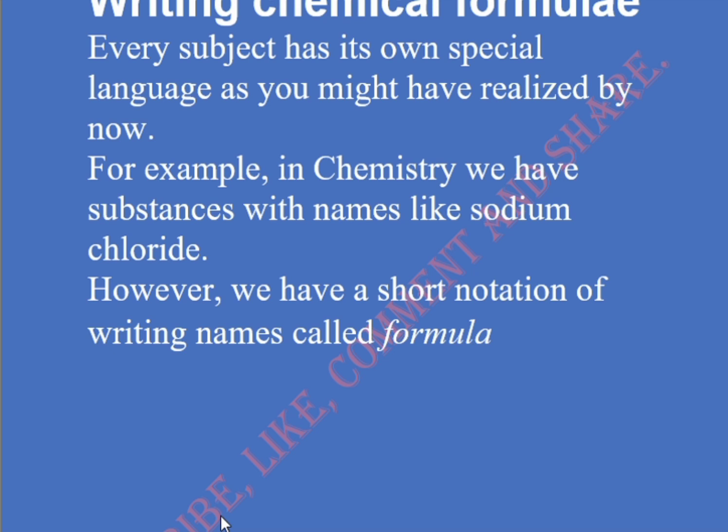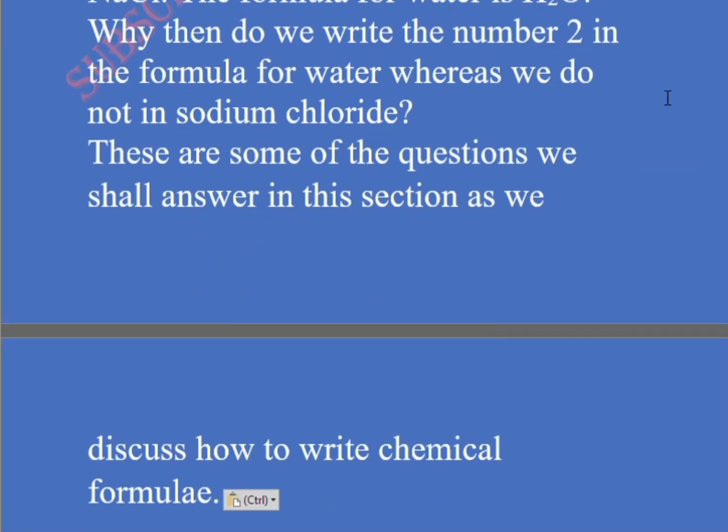The formula of a compound shows the atoms present in the compound in their simplest ratio. Now, the formula of sodium chloride is NaCl. The formula for water is H2O.